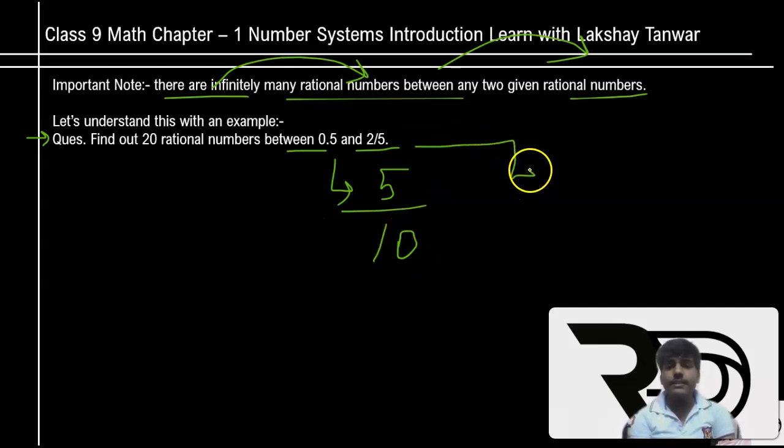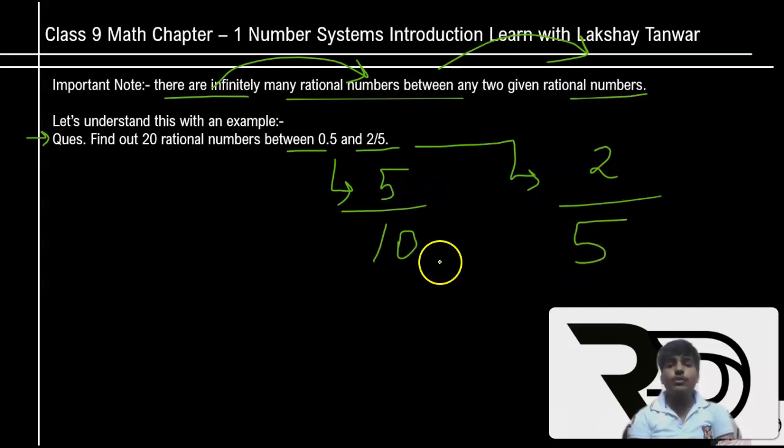and 2/5 can be written the way it is already written. See, so 2/5. Now P and Q are both integers, and Q is not equal to 0. Over here also both are integers and Q is not equal to 0. So yes, both of them are rational numbers. Now that means I can find infinitely many rational numbers between these two given rational numbers. How do we go about that?